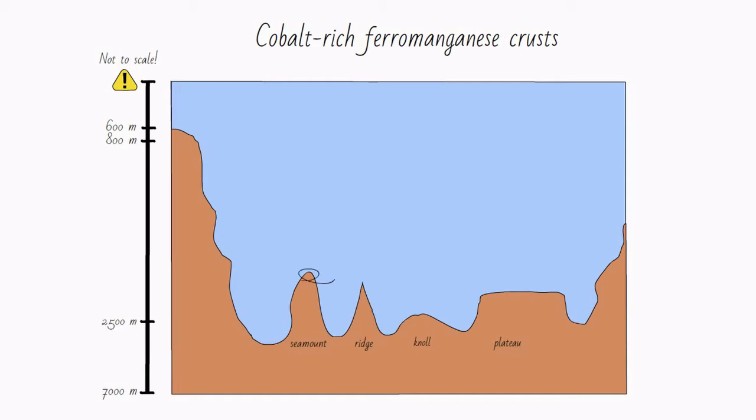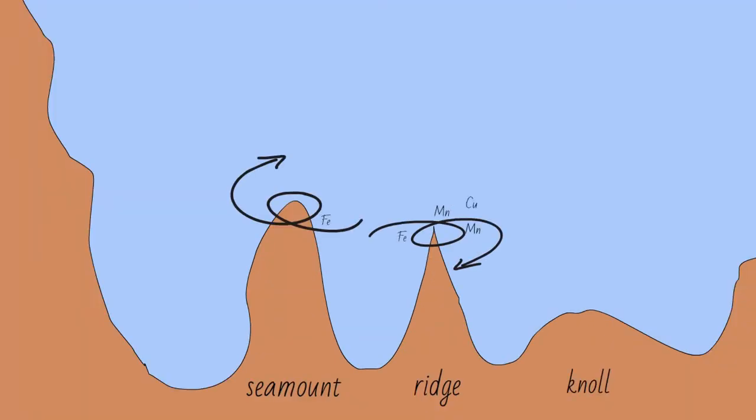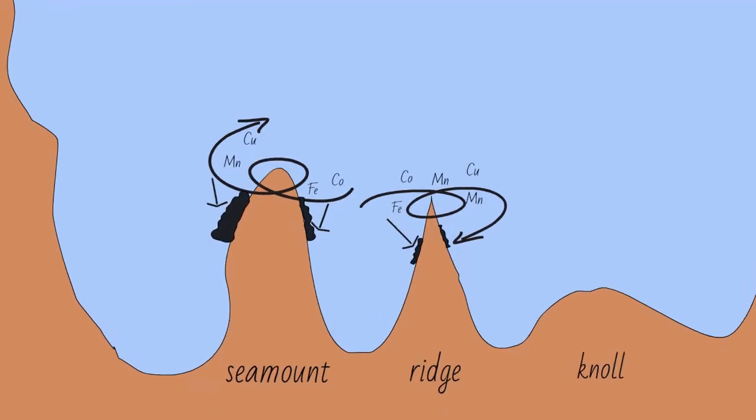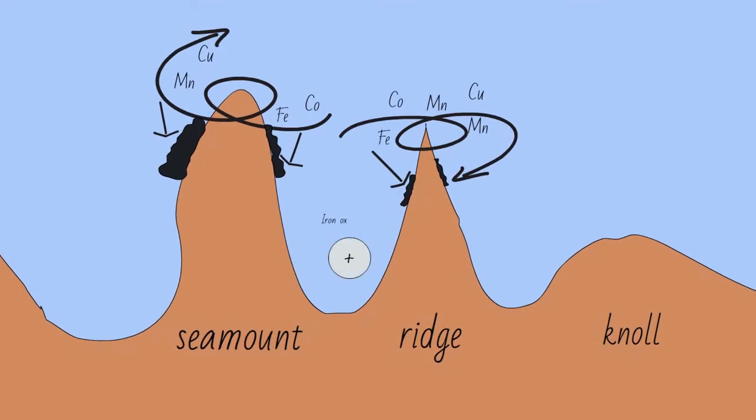These crusts are formed in areas of high turbidity, which usually occurs at peaks of seamounts, ridges, and other elevations. These underwater rises result in eddies that can trap nutrients and metals, which will eventually deposit on the rocks. The crusts form through the precipitation and deposition of iron oxide hydroxide and manganese oxide, also called vernadite.